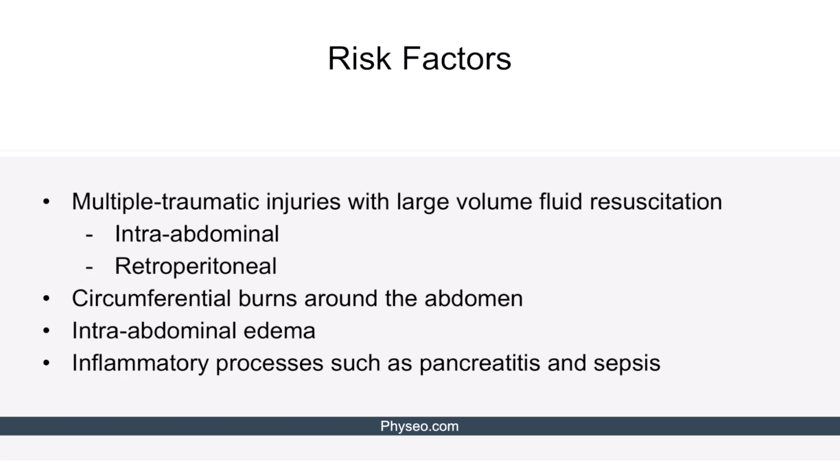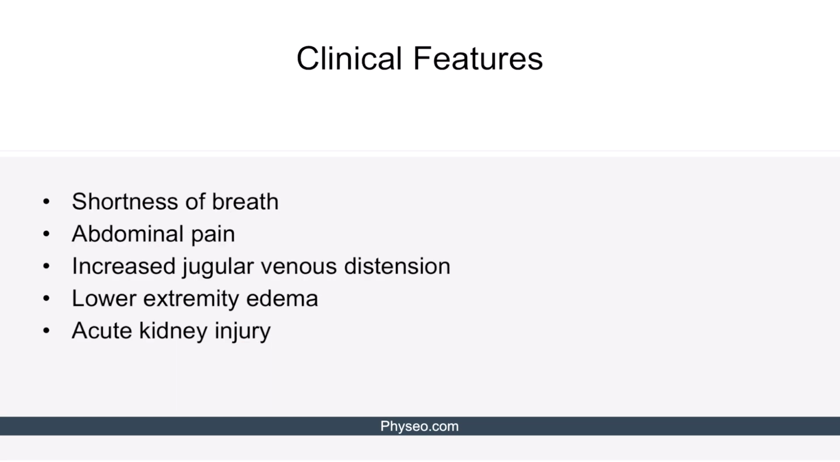The risk factors for abdominal compartment syndrome are directly related to what can cause increased capillary leaking into the soft tissue compartments. This would include patients with multiple traumatic injuries who undergo large volume resuscitation. At especially high risk are those with intra-abdominal and retroperitoneal injuries. Circumferential burns around the abdomen are on this list due to the eschar formation after the burn, which reduces the size of the compartment in addition to the increased capillary leak. And then really, any pathology that increases edema in the abdominal compartment can lead to elevated pressures. This edema may come from volume overload and congestion, as we previously mentioned, as well as inflammatory processes, such as pancreatitis and sepsis.